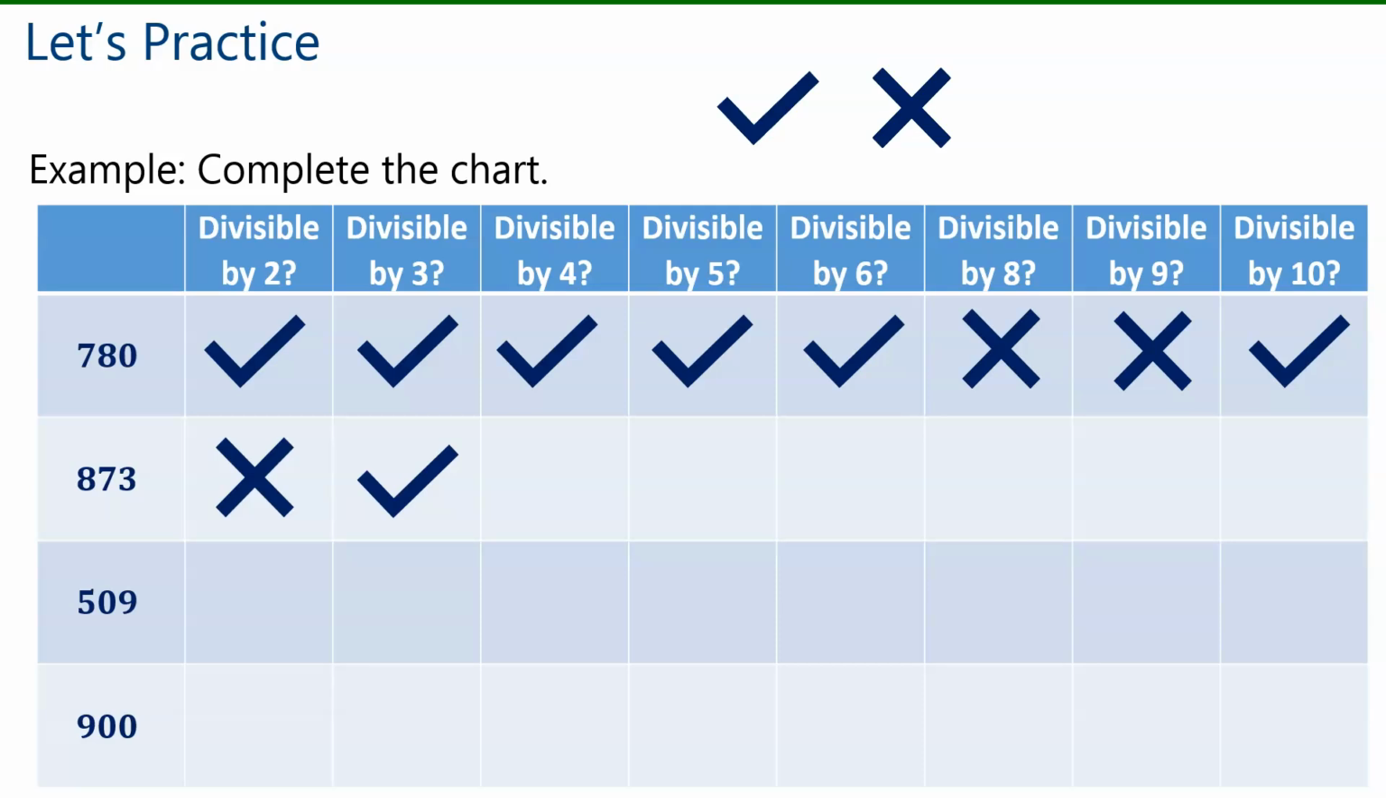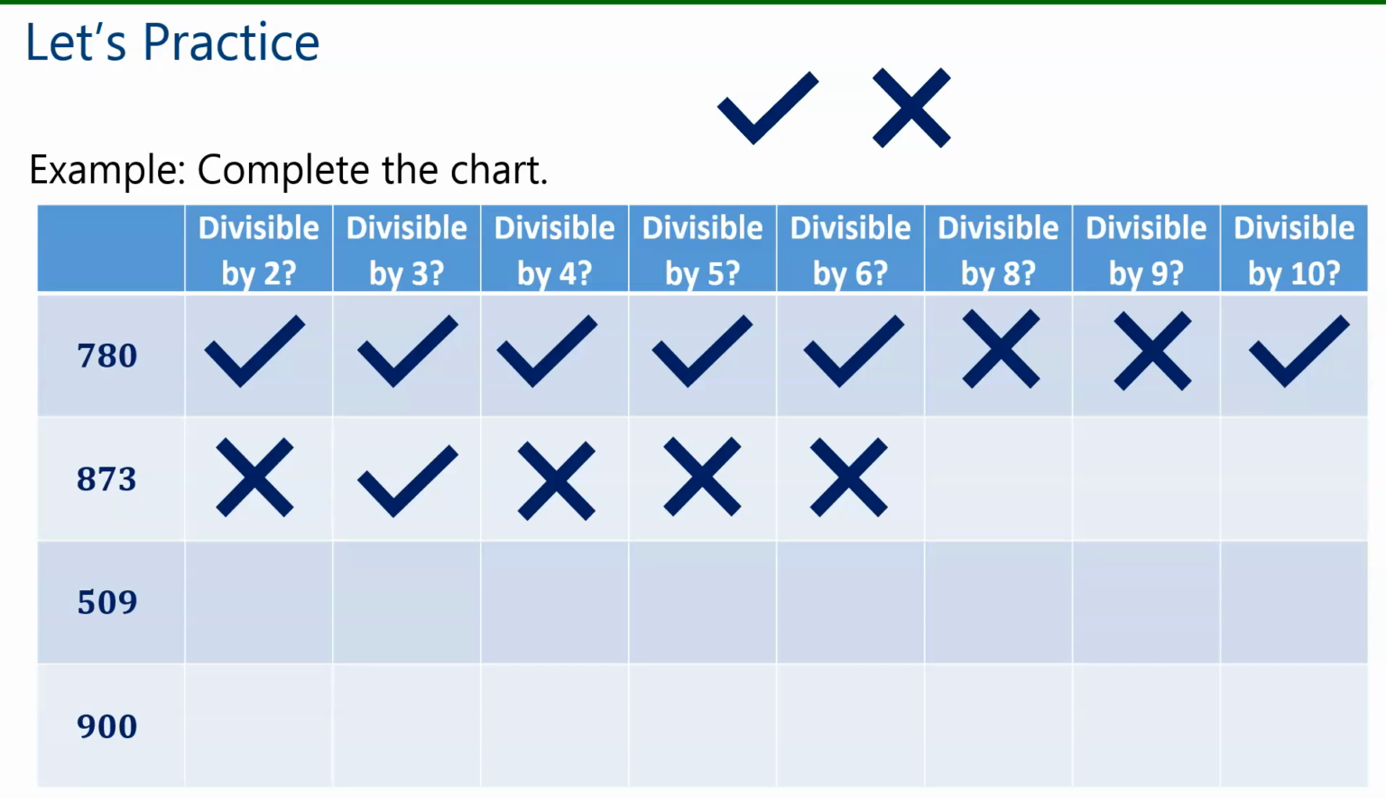Is it divisible by 4? Well, you got to be able to divide by 2 twice, and I can't divide by 2 once, so that's a no. It doesn't end in a 0 or a 5, so it's not divisible by 5. Is it divisible by 6? Well, although it's divisible by 3, it's not divisible by 2, and both got to be true, so that's a no. Now 873 is not divisible by 8 because it's not even.